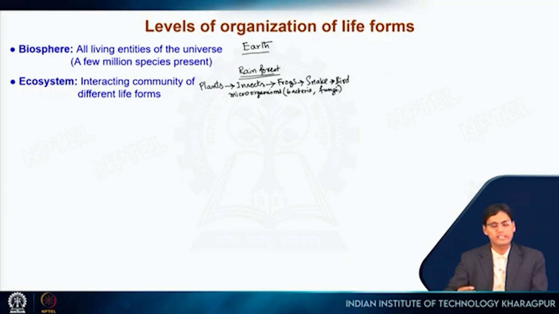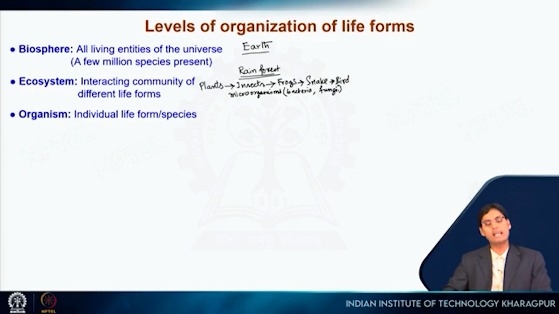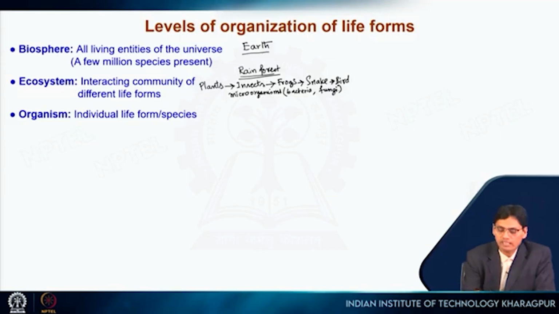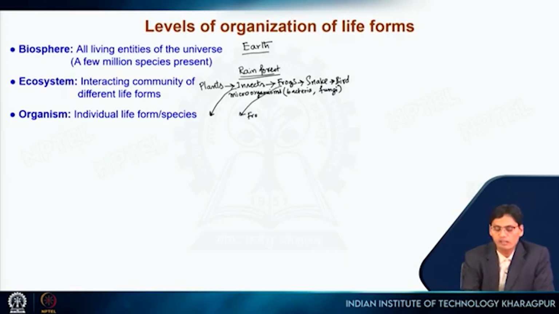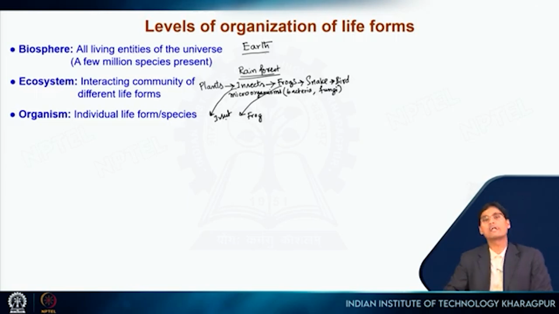Now if we go to the next level, organism: the individual life form or species present in this biosphere or in this ecosystem, whatever you say, this is an organism. For example, an insect is an example of an organism, or a frog. Those are organisms present in the biosphere.